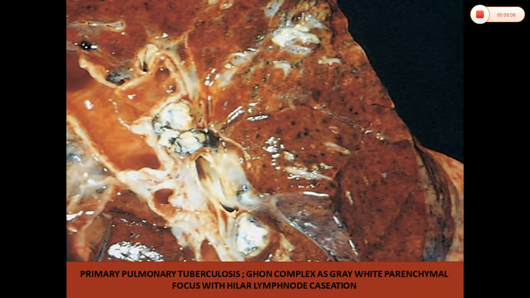This is a gross picture of primary pulmonary tuberculosis showing a grey-white area in the lung parenchyma. It is the Ghon focus. This is the sentinel lymph node showing necrosis. It is the caseation necrosis of the lymph node, and this combination is called Ghon complex.